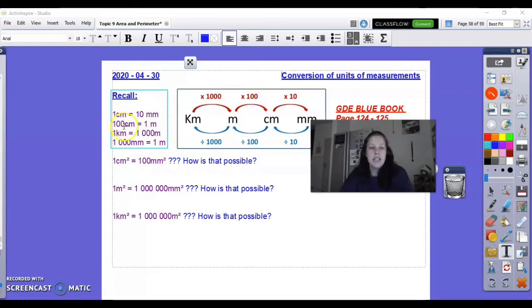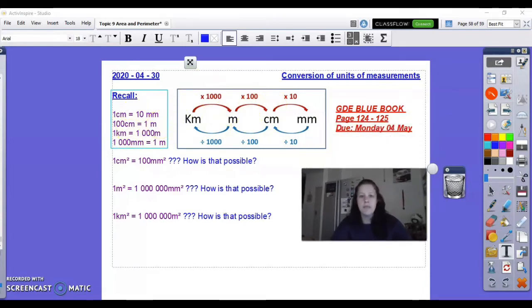I get these calculations and conversions by looking at this table over here on the right. So if I go from kilometers and I need to change my kilometers to meters, I need to multiply my kilometers by 1,000. If I'm moving from meters to centimeters, I need to multiply by 100. And if I move from centimeters to millimeters, I multiply it by 10. So for this example, 1 centimeter, I multiplied it by 10 to get to millimeters, and I've got 10 millimeters.